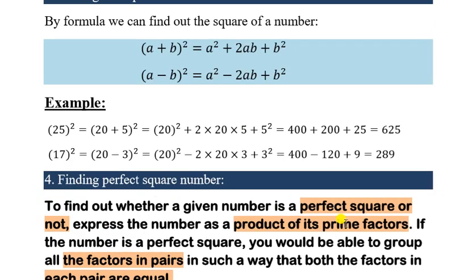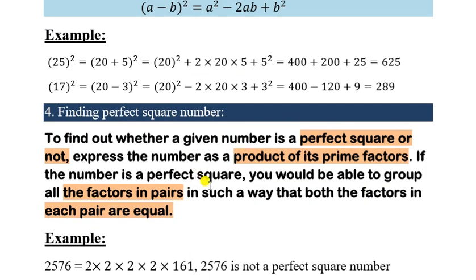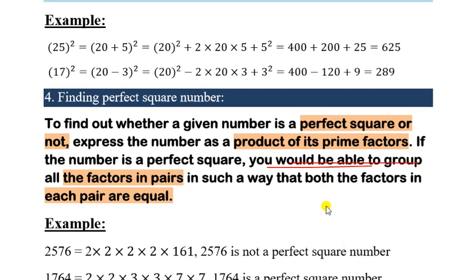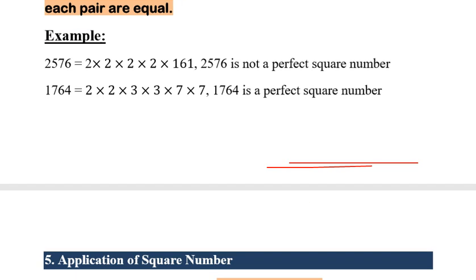Now next, that is finding a perfect square number. How to identify whether this is a perfect square number or not? For this case, first we have to factorize our given number. We have to express our given number as a product of prime factors. So for example, see, it is written 2576. You will express that as 2 into 2 into 2 into 2 into 161.